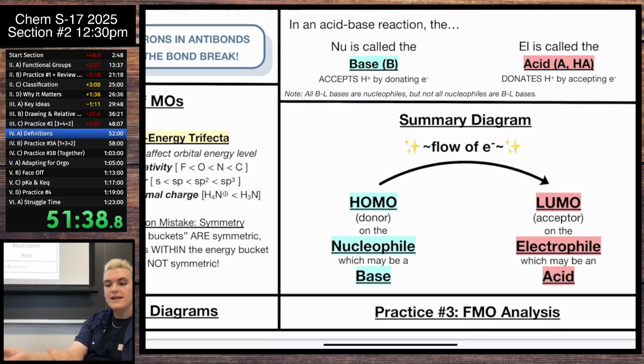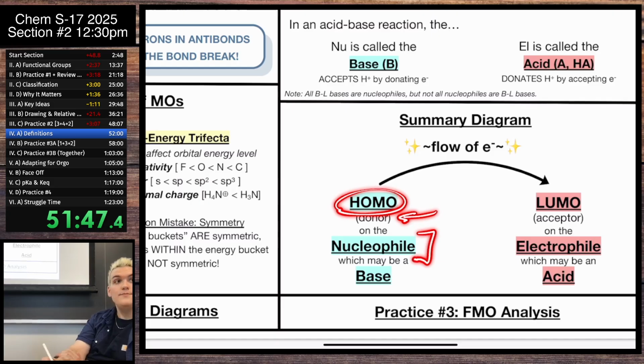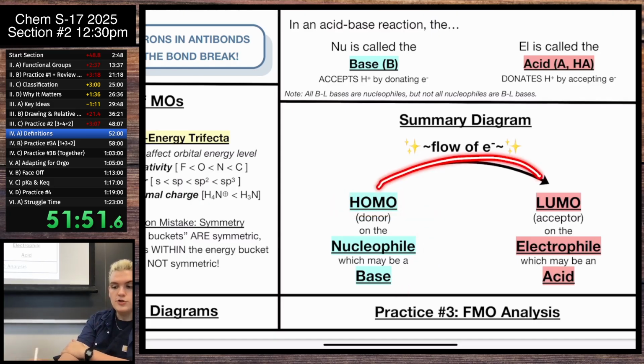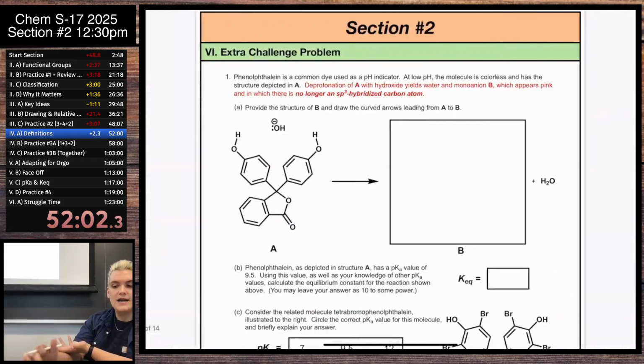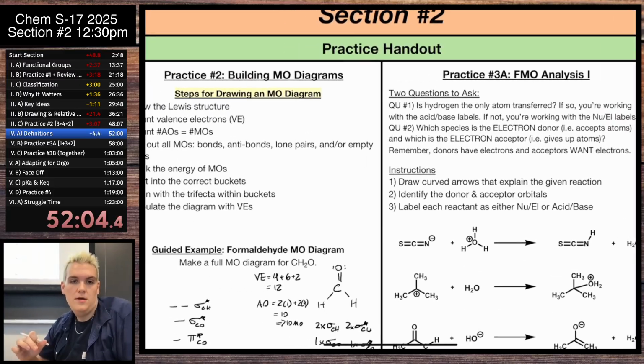In a reaction, the electrons are going to flow from the HOMO, which is the donor orbital on the nucleophile, which could be a base in a specific type of reaction. And it's going to flow from that HOMO to the LUMO, which is the acceptor orbital on the electrophile, which could be an acid in that specific context of acid-base reactions. So let's see this in action on actual questions here.